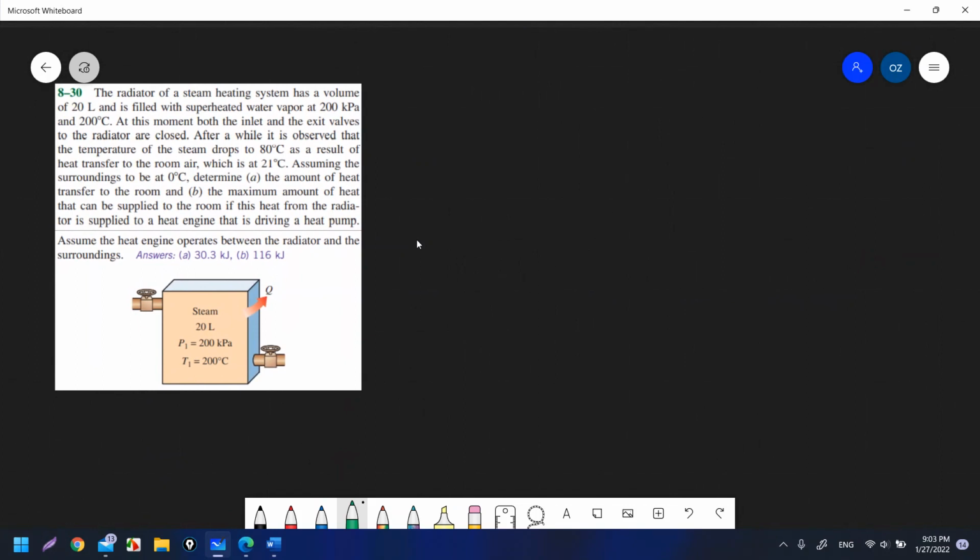This question: the radiator of a steam heating system has a volume of 20 liter. If you want to convert it to meter cubed, you have to divide by 1000. Then it will be 0.02 meter cubed, and it is filled with superheated water vapor.